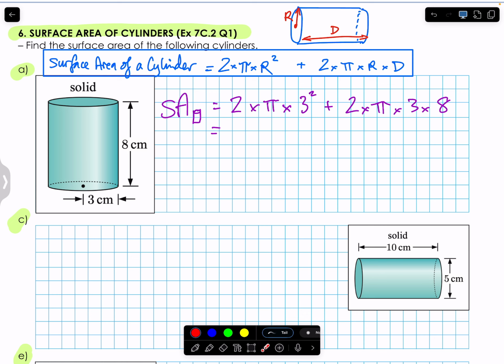Now, before I go on, what do I need to do here first? Do I times 2 by pi, or should I do the power first? What does BEDMAS tell you? B for brackets. There's no brackets here. Is there an exponent? Yes. I need to deal with this first before I do anything else. So go 2 times pi times 9. I've dealt with the exponent. Plus 2 times pi times 3 times 8. Work these 2 things out separately and then add them together.